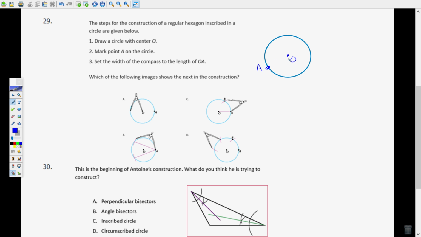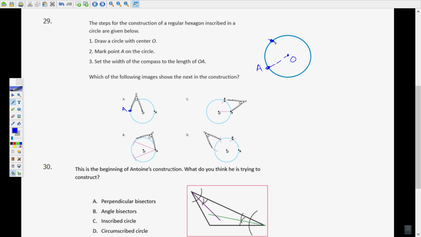Set the width of the compass to the length of OA. So whatever your radius is, you're going to set the width of your compass. You take your compass and you measure from O to A. That's this step, actually. Then, if A was over here, you would be measuring your radius. Then you're going to take that width and start at A and go around the circle, marking with your compass that width.